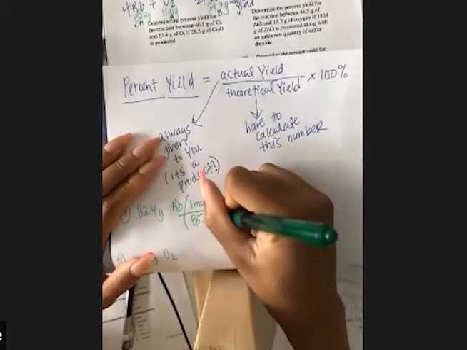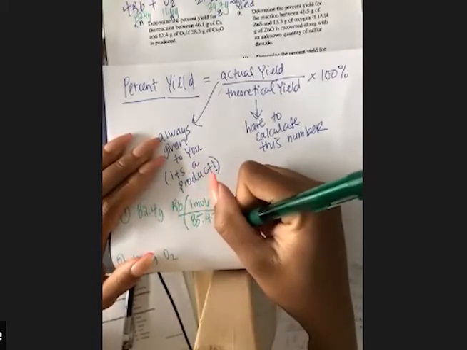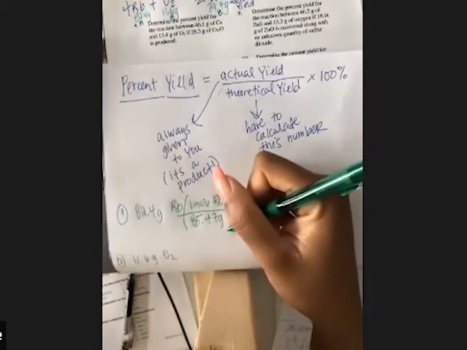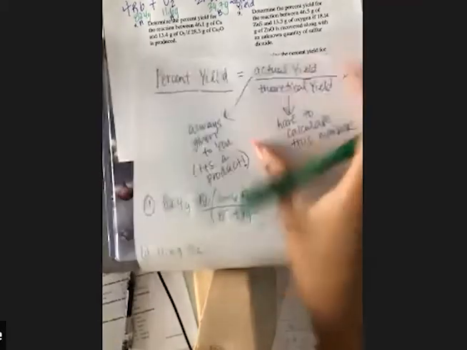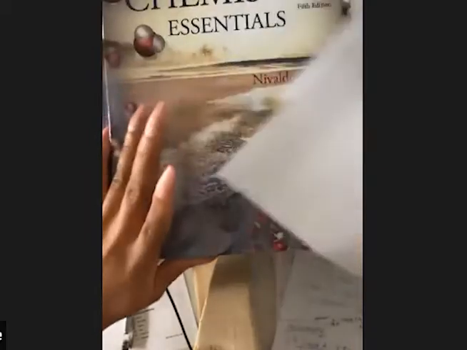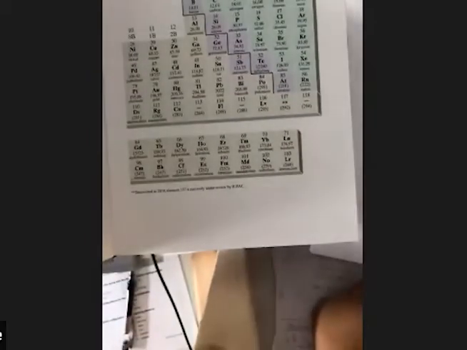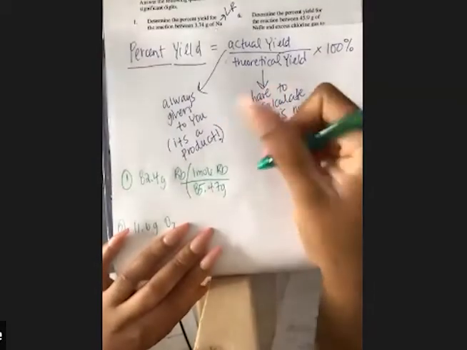I have 84. Is that okay? 84.46. On your periodic table? Yes. That's interesting. Maybe, let's see. I have 85.47. I think your periodic table is just a little off. It should say 85.47. Okay.